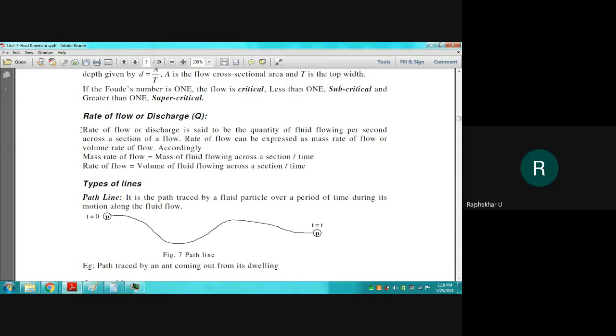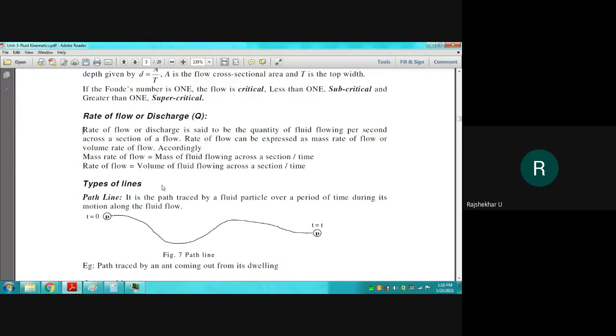Next, if I define it, rate of flow or discharge is said to be the quantity of fluid flowing per second across a section of flow. So it is nothing but the quantity of fluid flowing per second across a section. Rate of flow can be expressed as mass rate of flow or volume rate of flow. So here it is defined in two ways: mass rate of flow and volume rate of flow. I have told you about volume rate of flow, but I did not tell you about mass rate of flow.